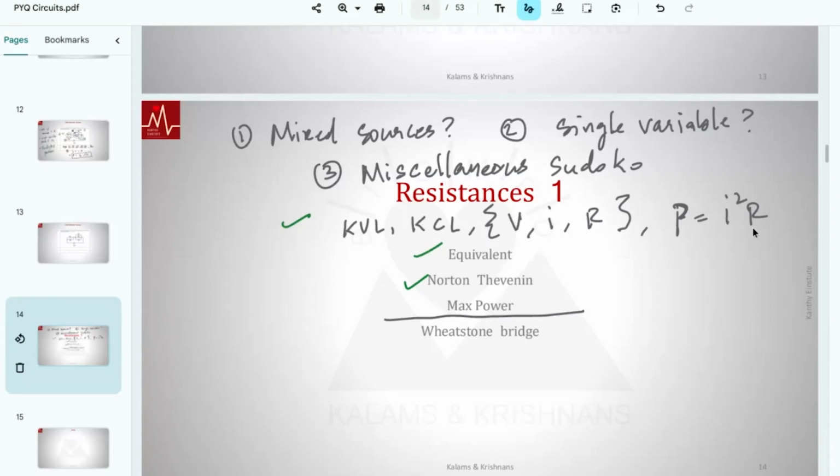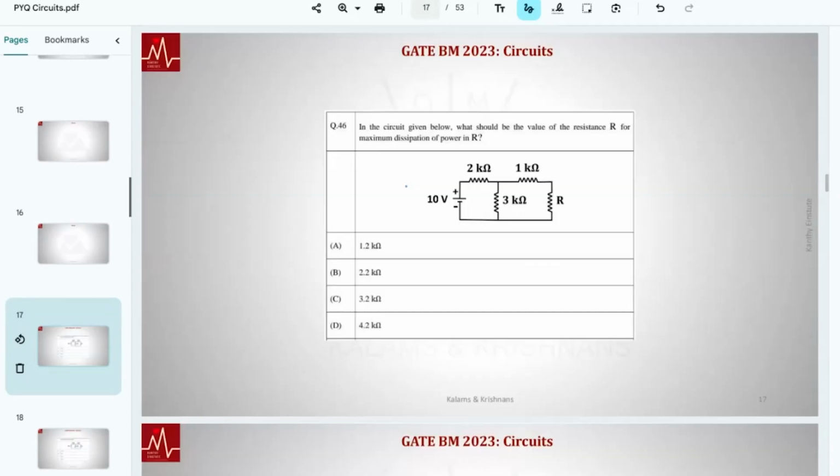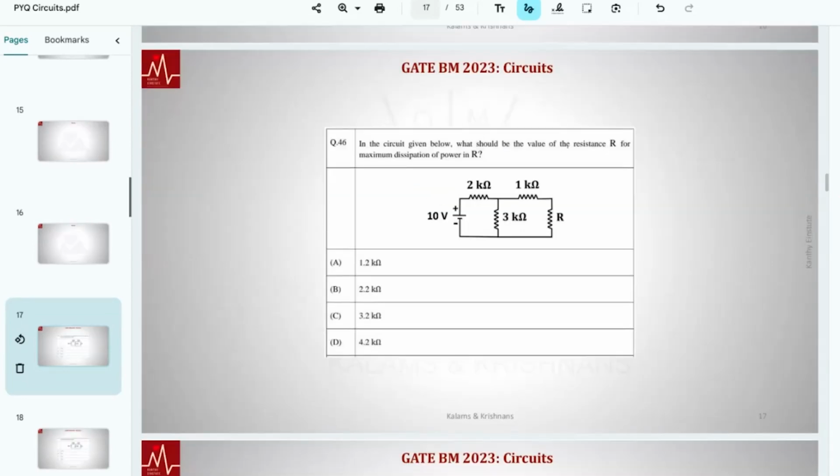Okay, so now let's look at max power. In the circuit given below, what should be the value of resistance R for maximum dissipation of power in R? Concisely, can you tell me, how do you find R? As concise as possible. Sir, that resistance should be equal to this. You can state it in 2-3 words.